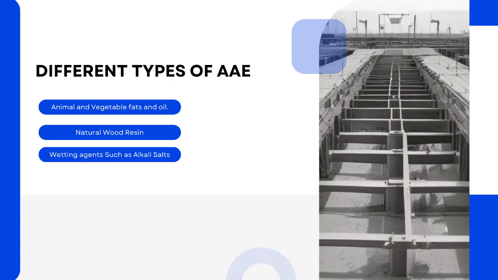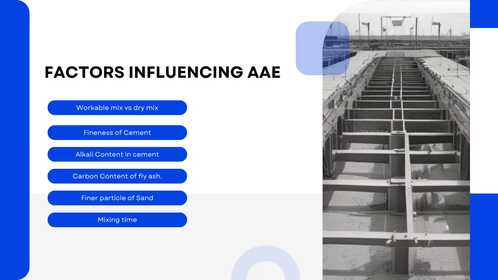But we need to know what are the factors influencing air entrainment, because we all know this serves a great purpose for freezing-thawing and osmotic pressure, but we need to know what affects this air entrainment. So what are the factors? The first is that a more workable mix holds more air than a drier mix. An increase in the fineness of cement decreases the effectiveness of air entraining, so you need to check the fineness of cement also. Alkali content in the cement greater than 0.8% can increase the amount of entrained air.